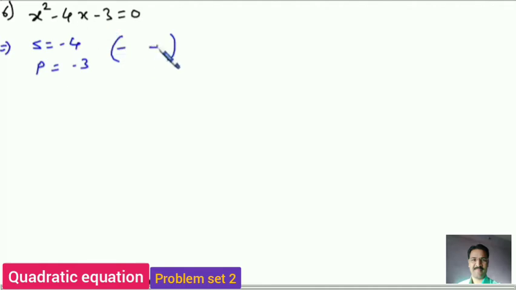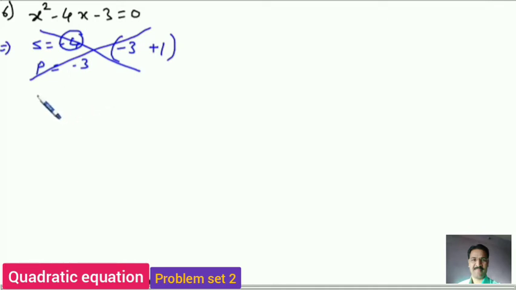Okay, just check whether it is possible or not. 3 means what? 3 ones are 3. Understand? Now their difference is what? Minus 2 only. But we have what? Minus 4. That means the factorization is not possible. So again go with the formula method. So we'll solve now here.